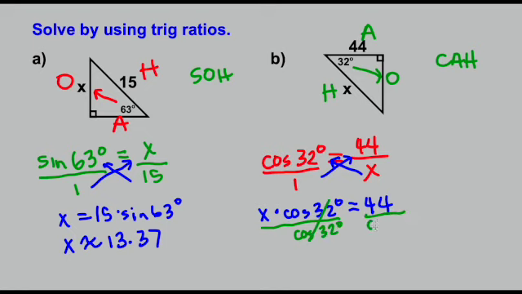Over here, we're going to get 44 divided by cosine 32 degrees. So on your calculator right now, go ahead and do 44, hit the divide symbol, and then type in cosine 32. And if you did that correctly, you should get x is approximately 51.88. So that's the basics of how to use trig ratios, where you know an angle, you know a side, and you want to know another side.